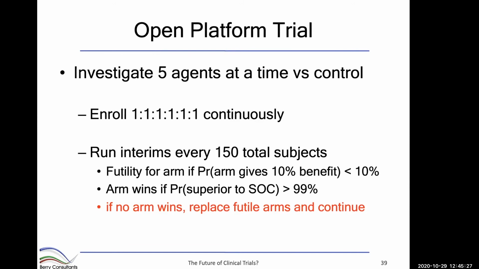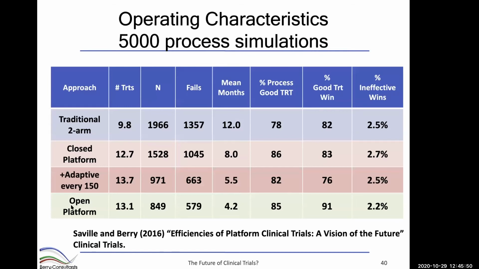And finally, we get to this open platform. So what we're also going to do is anytime a drug stops for futility, we're going to bring another drug in immediately into this. So we always have 5 agents at a time versus control. Anything that drops is immediately replaced. And we're just waiting how long until we can finally find something that works. And so this is the open platform, and you can see this is down to 849. And there are a few other bells and whistles we can add to this to lower it even more. Those are situation specific on whether they make sense or not to add into this.